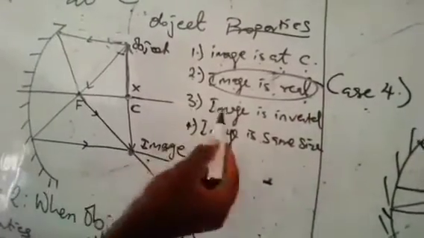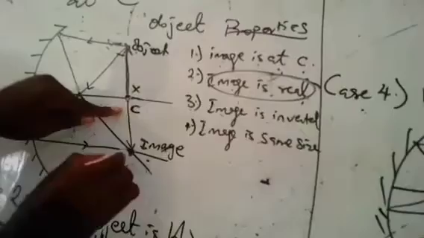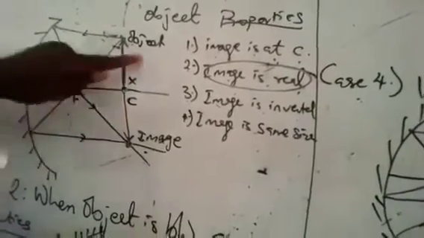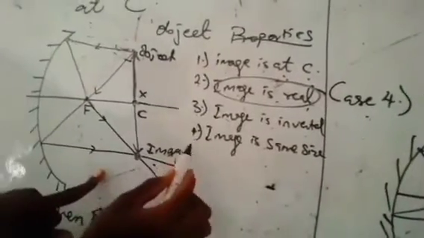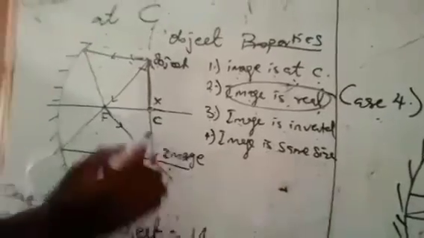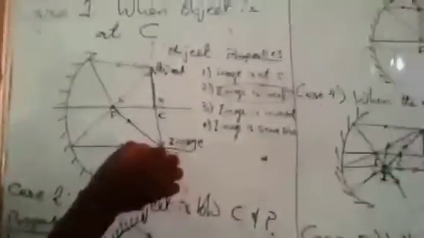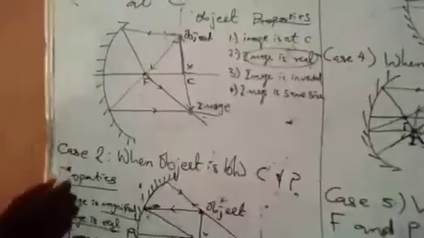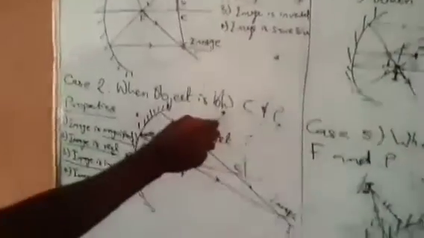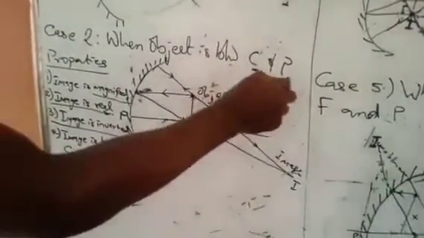Now, the third one says the image is inverted. You can see the image is upside down with relation to the object. Now, the final property says the image is the same size. This is because it was formed at the center of curvature. Now, the second case says when the object is placed between the center of curvature and the pole.